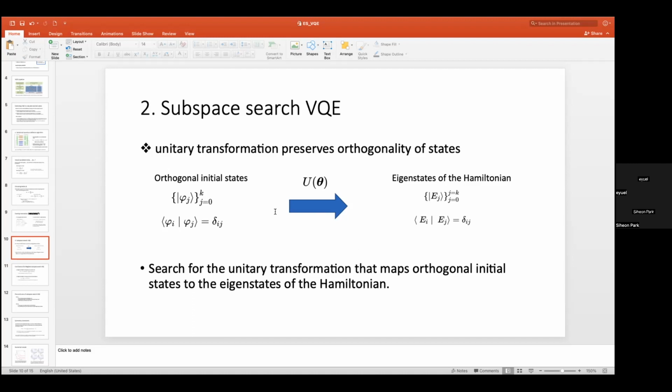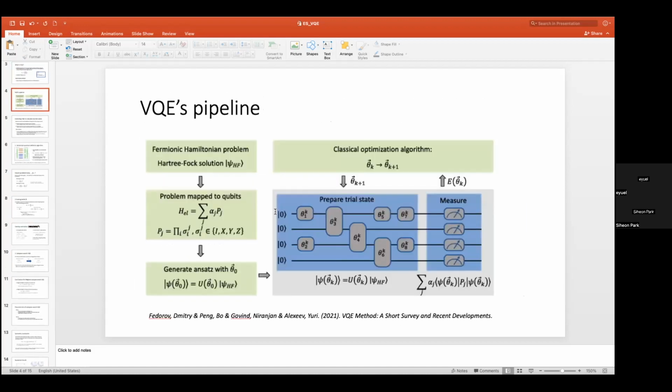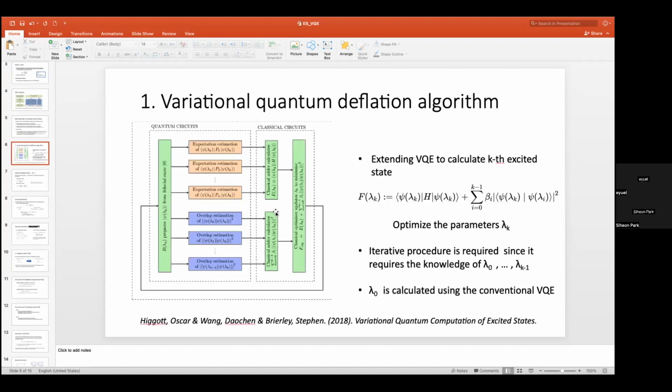Also wanted to ask you, I think slide 4 has this picture, or not? Yeah. Maybe slide 7. I'm not sure. Yeah. Here. Okay. I was wondering, what's the depth of the circuit?